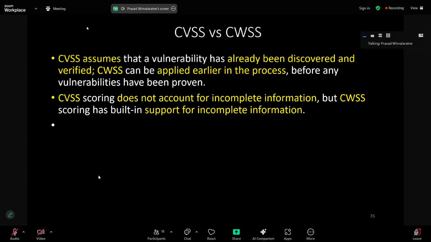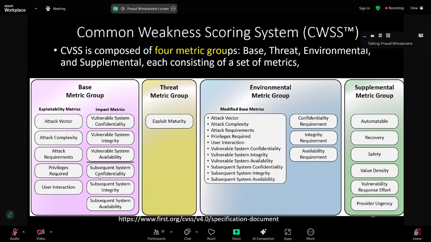So in other words, the first one does not account for incomplete information, but the second one has support for incomplete information. So you don't have to have the problem happened already for the second one. So if you go into the detailed links I showed you, you can see this is just a snapshot of the CWSS, the Common Weakness Scoring System, the second one we are referring to.